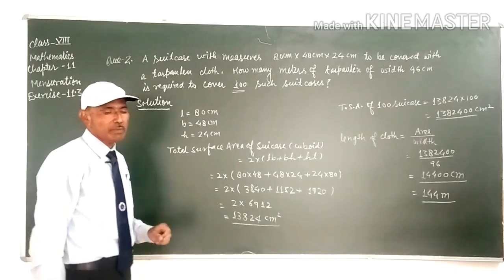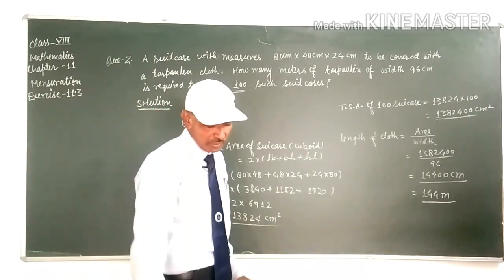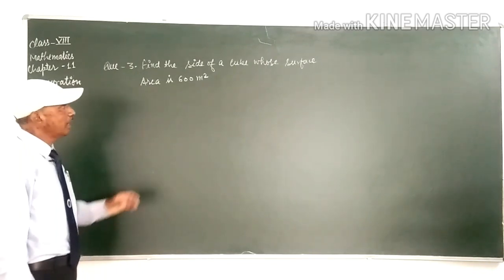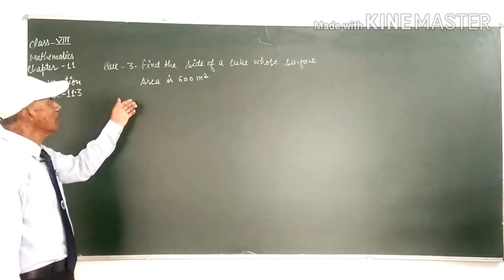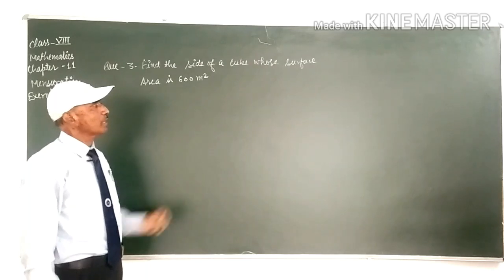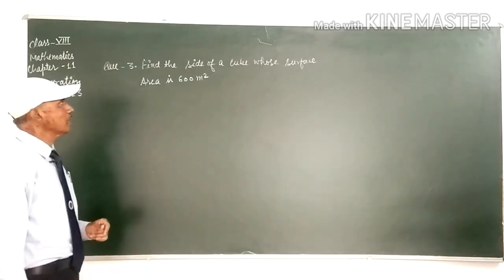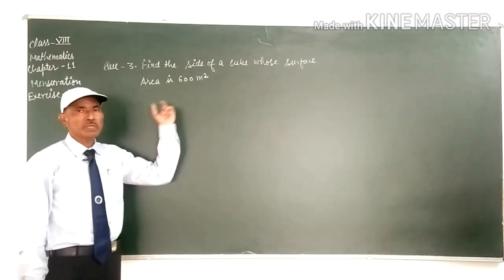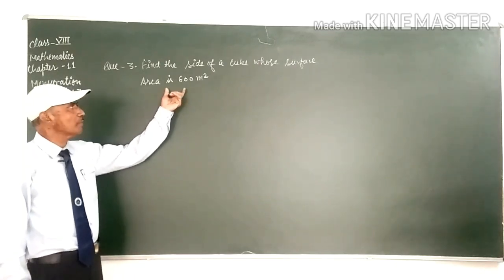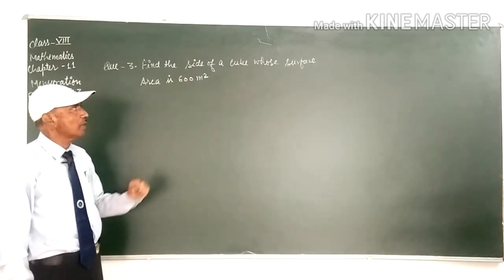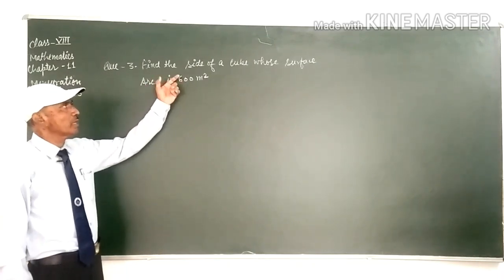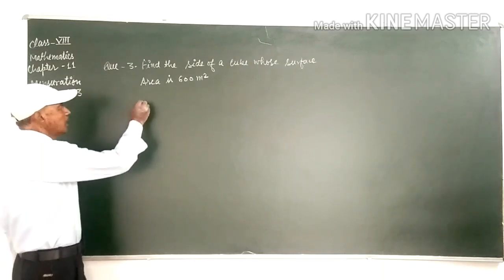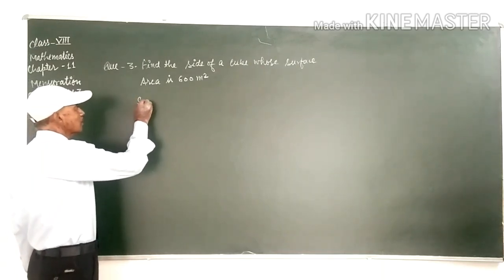Now we will solve the third question of this exercise. This is question number 3. In this question, find the side of a cube whose surface area is 600 meter square. Surface area of the cube is given here. Total surface area of cube is 600 meter square, and we have to find out the length of the side of the cube. So student, this one is the solution.